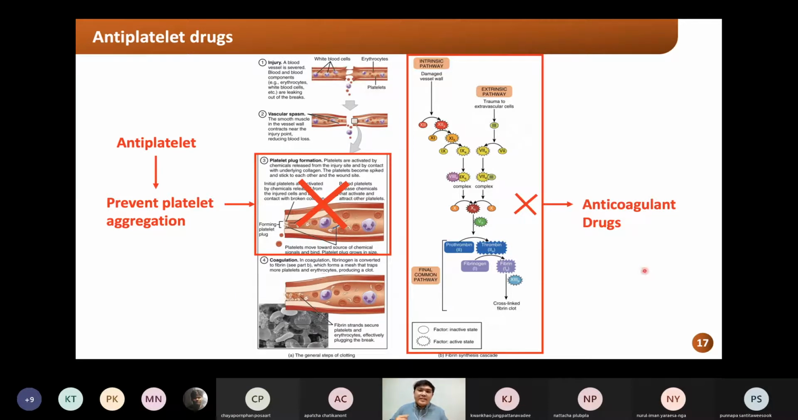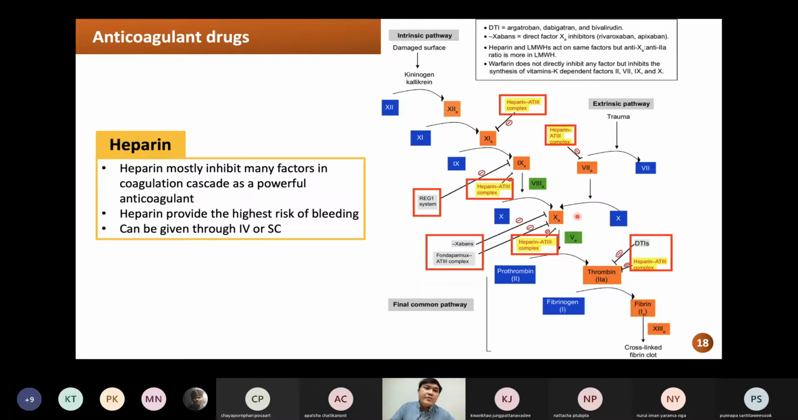So anticoagulant drugs might additionally be provided to the patient who has to undergo PCI, for example, a drug that inhibits the coagulation pathway.